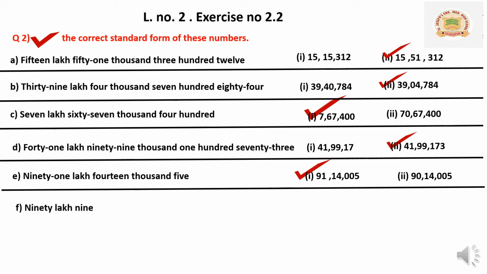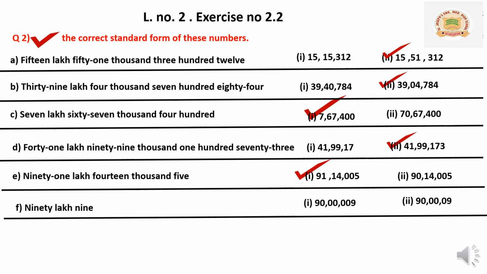Now question F: 90 lakh 9. Let us take the options 1, 2. In option number 1, 90 lakh 9. Here, again this answer format is also wrong. Why? Again in the ones period there are 2 digits only. So option number 2 is wrong. Which is the correct answer? Option number 1 is correct.